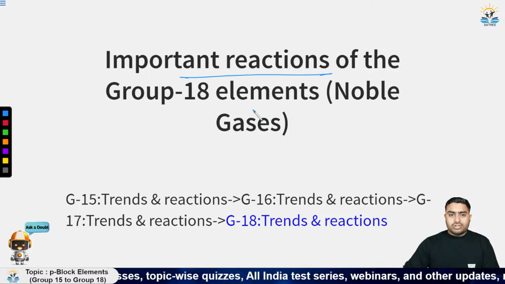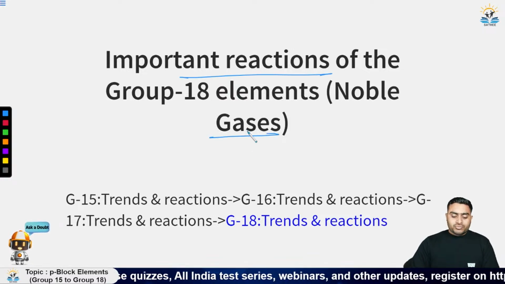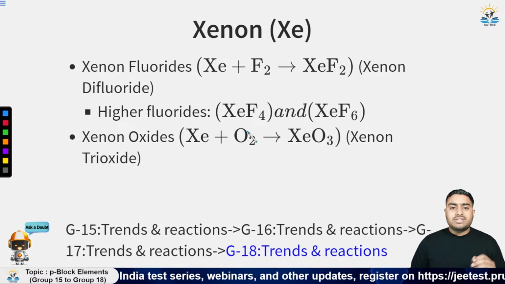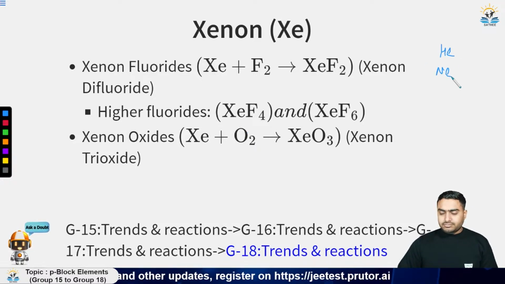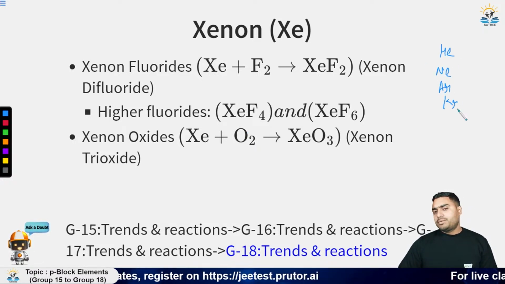Next is important reactions of the group 18 elements, noble gases. So let's discuss some important reactions. Like you can see for xenon. Helium, neon, argon, krypton, xenon.